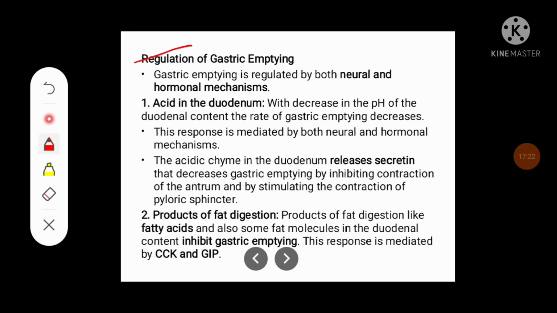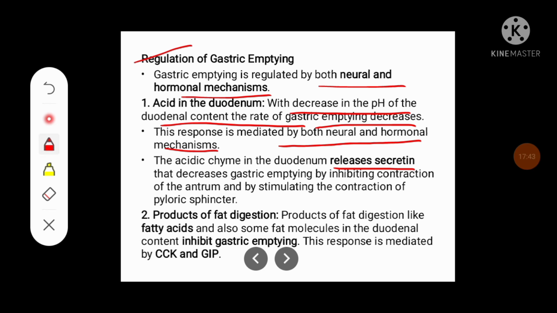Regulation of gastric emptying. Gastric emptying is regulated by both neural and hormonal mechanisms. Acid in the duodenum: with a decrease in the pH of the duodenal content, the rate of gastric emptying decreases. This response is mediated by both neural and hormonal mechanisms. The acidic chyme in the duodenum releases secretin, which decreases gastric emptying by inhibiting contraction of the antrum and by stimulating the contraction of the pyloric sphincter.